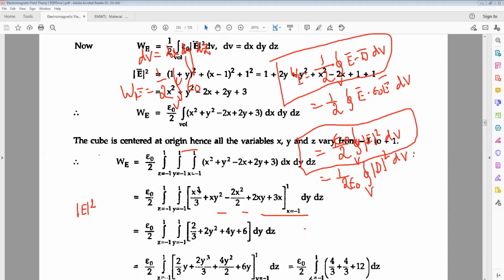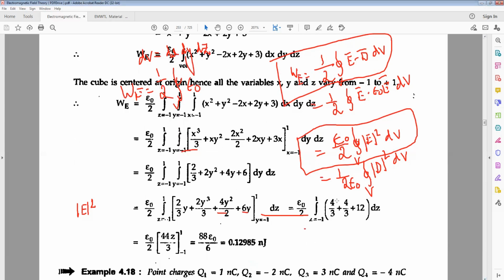Directly apply the integral with respect to dy, substitute the values of x, and whatever resultant value you get, apply the integral with respect to y. So 2 by 3 into y, 2 into y cube by 3, 4 into y square by 2, and 6 into y. Apply minus 1 to plus 1 as the lower and upper limits. Then the resultant value we have is 4 by 3 plus 4 by 3 plus 12.